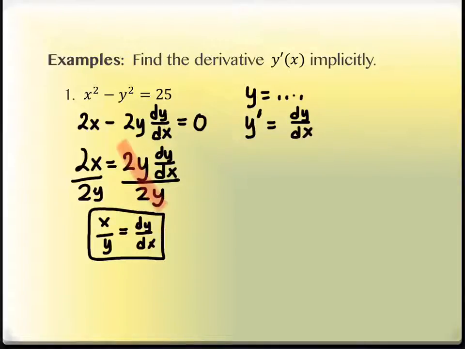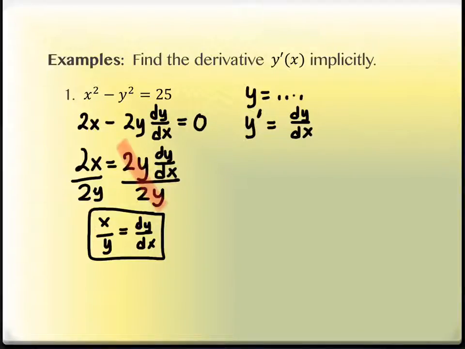And aside from the weird dy/dx thing that sort of reared its ugly head a little bit, that is way a lot easier than working with radicals and pluses and minuses and chain rules the way that we would have to if we actually solved this for y. It makes our lives easier.